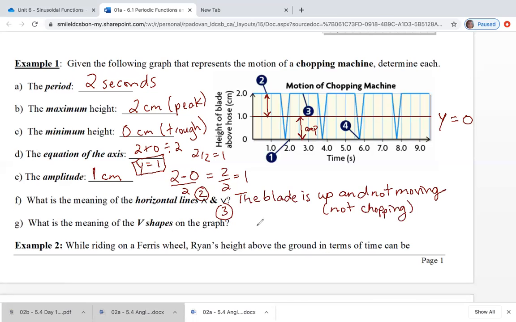Okay. What is the meaning of the V shapes on the graph? Like we just talked about, where it's coming down and going back up, the V's coming down and going back up. That's when it's actually chopping, right? The blade is cutting, but because it's called a chopping machine, we'll just say the blade is chopping. The blade is actually cutting at those points where you see the V's, right? So get that down if you need to pause it, and let's look at another example.